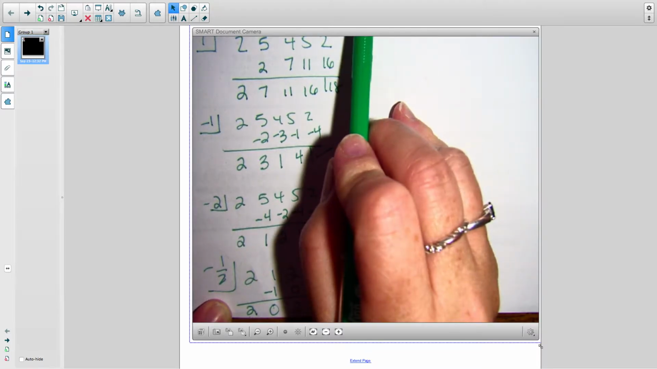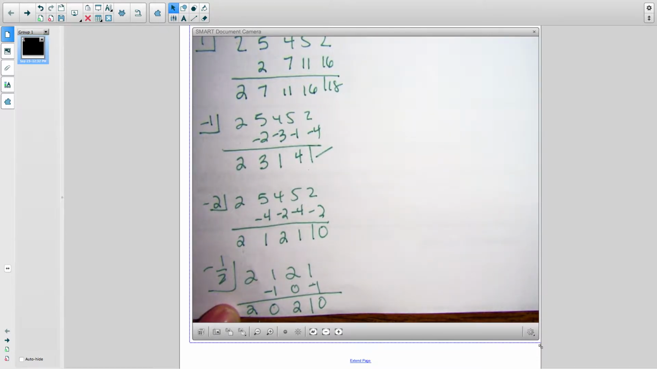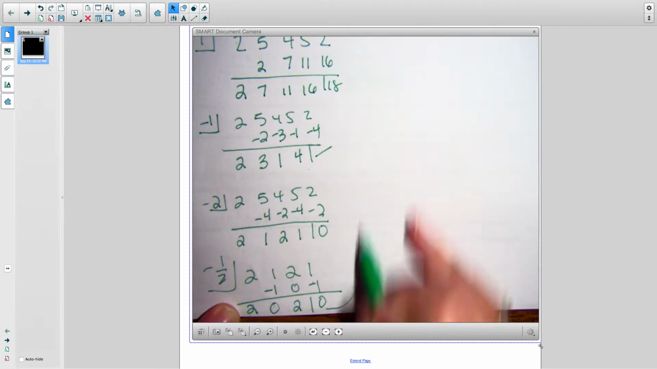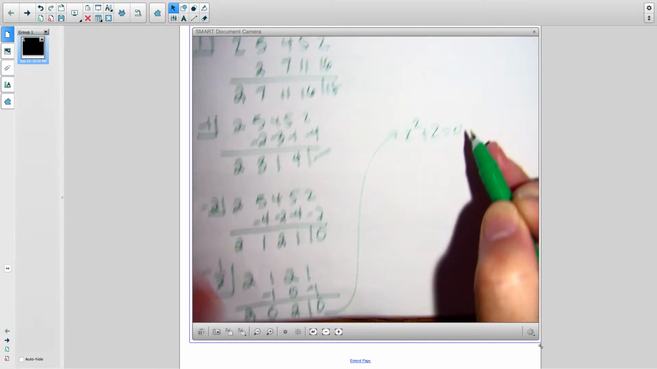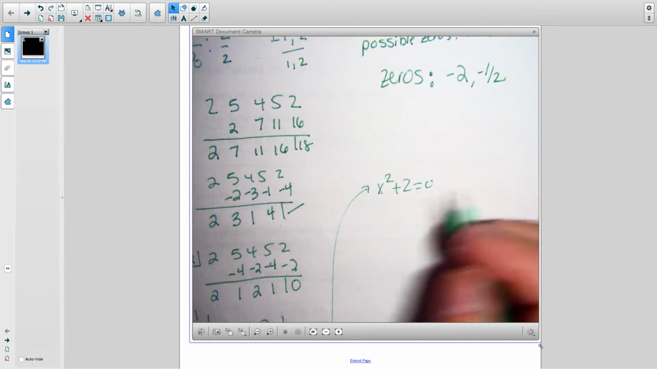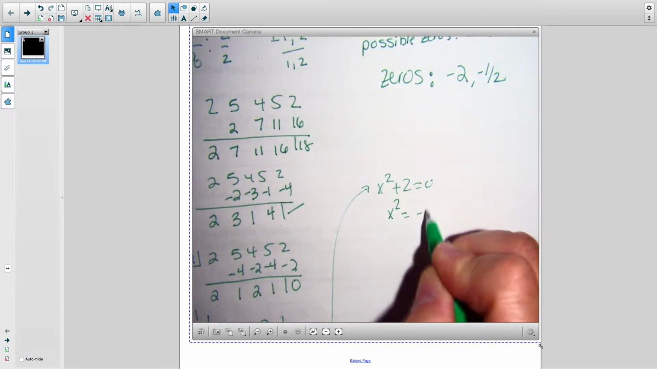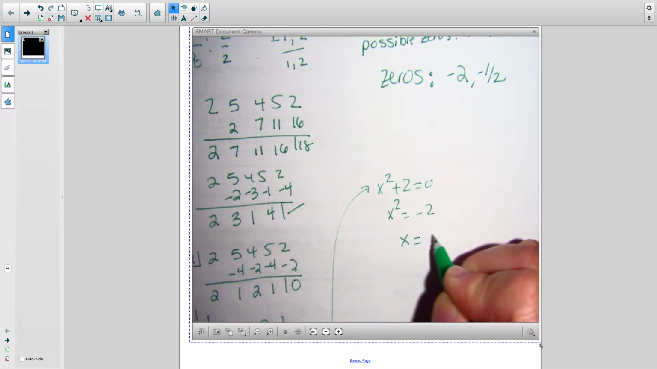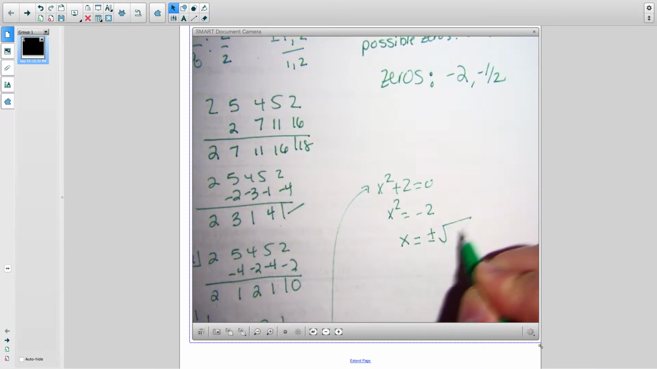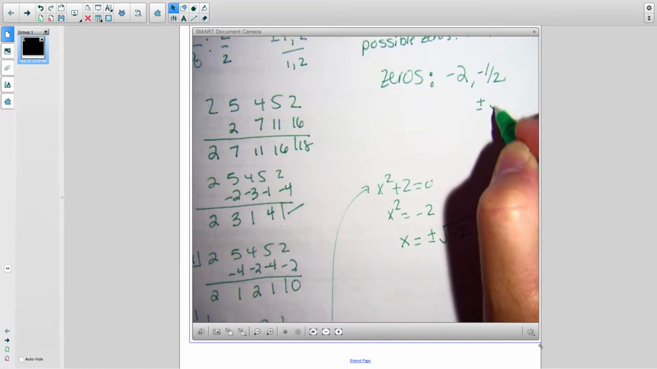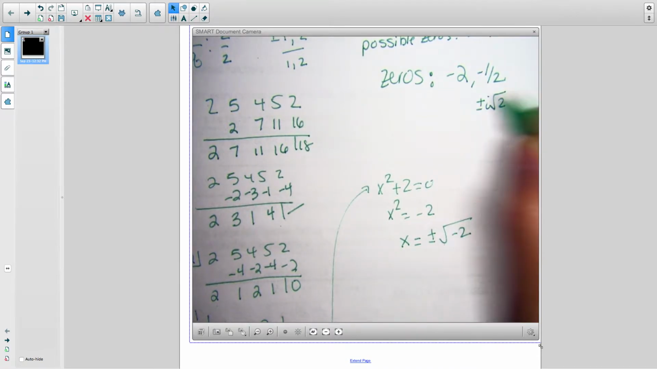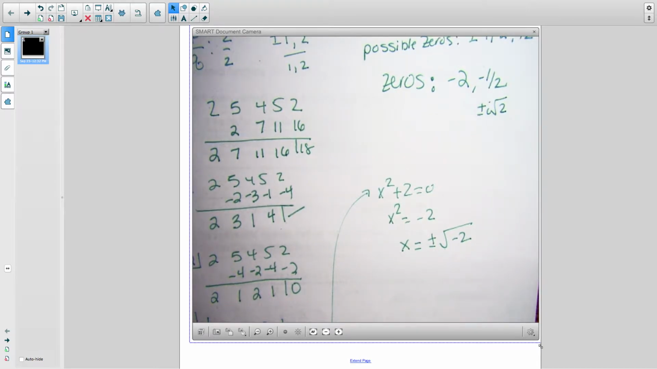If it started with x squared, this was x cubed. What's this one? So this is x squared plus 2, my last factor. So x squared equals negative 2. So x equals plus or minus the square root of negative 2, which is the square root of 2i. I put the i in front.